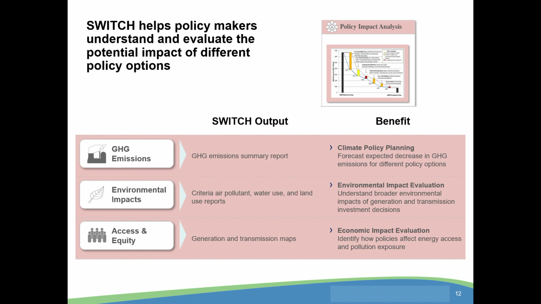And this leads to the last output that I want to discuss, which is access and equity. Using the Switch model, you can see which communities are going to gain access to electricity and at what point. You'll also see which power plants are going to be shut down. And as you shut down dirty power plants, you're going to be improving equity and justice by reducing the health impacts on the communities that were affected by those dirty power plants. An example that I'll be giving shortly is how green jobs has also been integrated into the Switch model as a potential output to explore equity and justice.